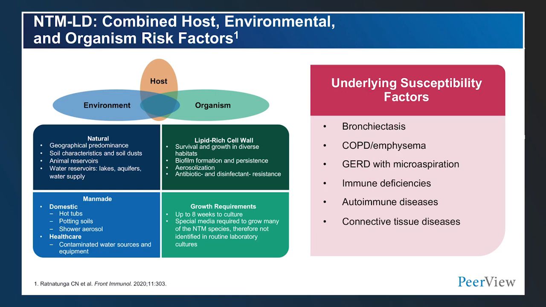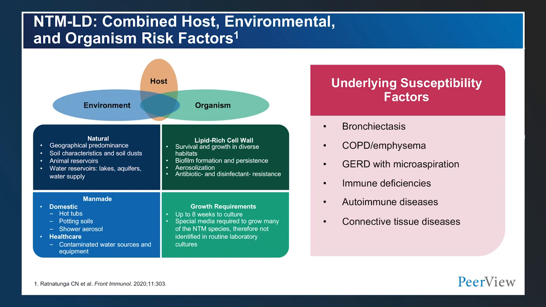So there are combined host, environmental, and organism or pathogen factors that sort of intersect to confer disease susceptibility. So on the environmental side, we know that these organisms tend to be very common in the environment. They are ubiquitous. They're almost impossible to evade completely. There is sort of a geographical predominance to some of these organisms. We know that they're very common in the municipal water supply, water in general, but the municipal water supply, also in soil and soil dusts. There are animal reservoirs, and of course, as I mentioned, it tends to be higher in areas with high evapotranspiration, so lots of surface water, humidity, and so forth. That's one of the reasons we see it so commonly in certain parts of the country.